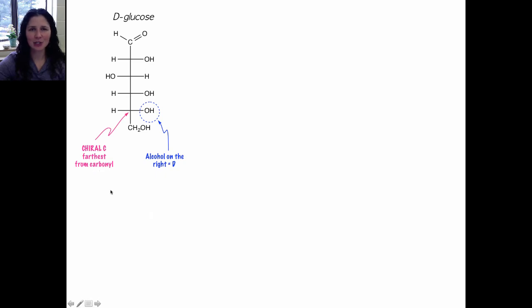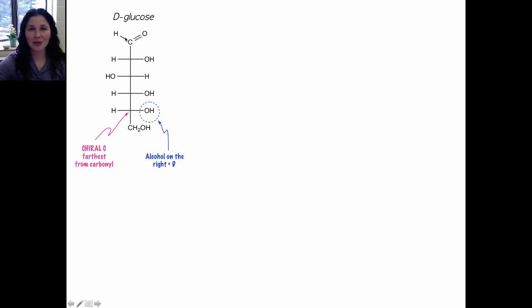This is a Fisher projection for D-glucose. Notice that there are 6 carbons in D-glucose. When we're numbering the carbons, we always start from the top, closest to the carbonyl functional group. In this case, it's an aldehyde. So we would call this carbon number 1, 2, 3, 4, 5, and 6.